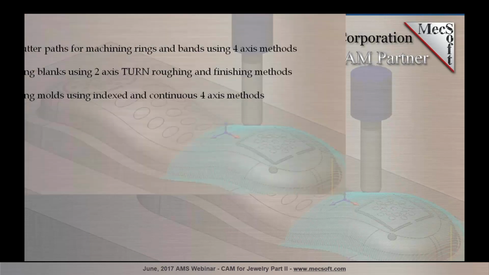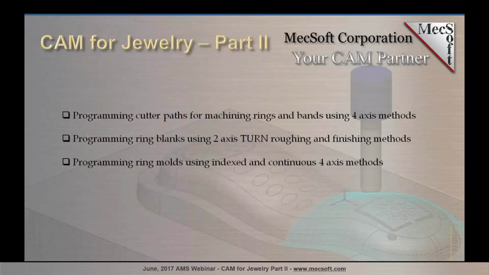Okay, so let's get started today. The focus of today's webinar is CAM for Jewelry, Part 2, and we plan to cover the following topics. Programming cutter paths for machining rings and bands using 4-axis methods. And then we will take a look at how we can program ring blanks using 2-axis turn roughing and finishing methods. And then also finally programming ring molds using indexed and continuous 4-axis methods.